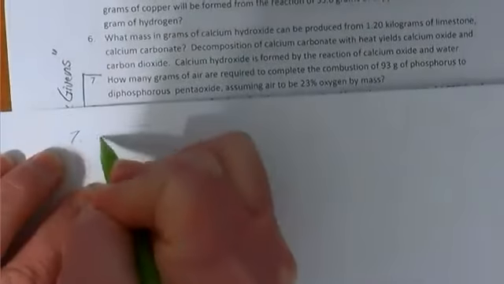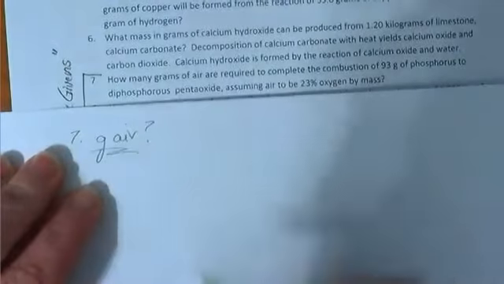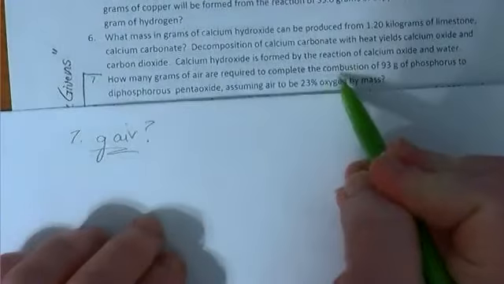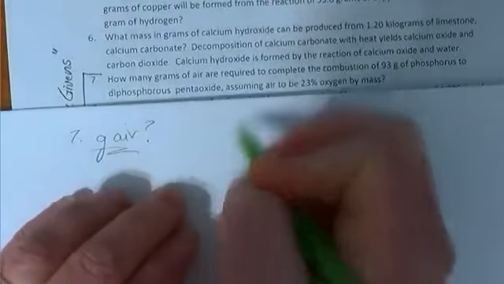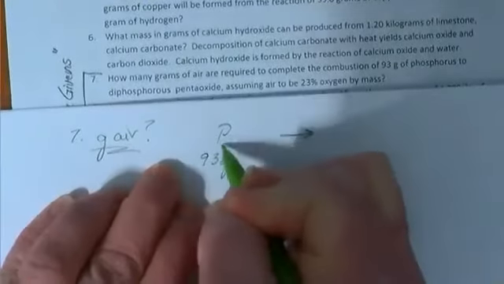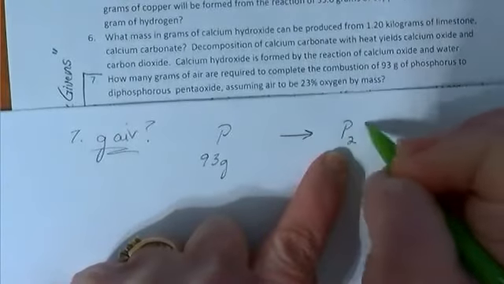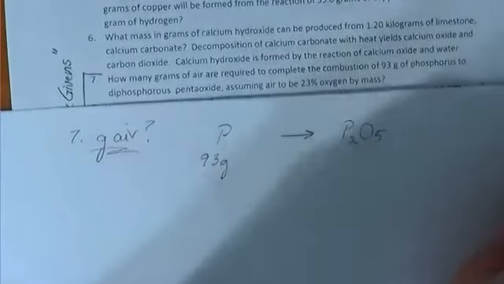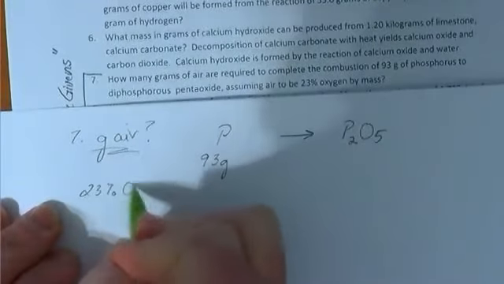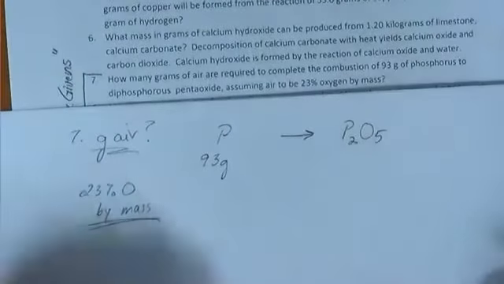We are asked to find the grams of air. Oh, that's a little different. Required to complete the combustion of 93 grams of phosphorus to, it seems like we're making diphosphorus pentaoxide, assuming air to be 23% oxygen by mass. Okay.